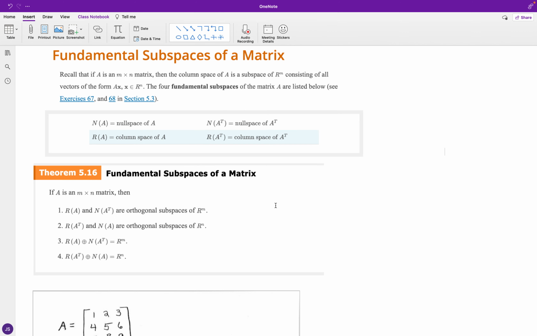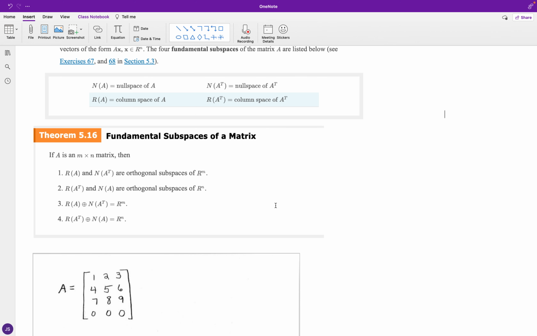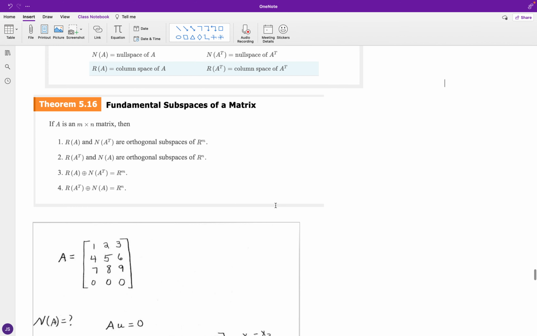Taking what we have and looking at these four fundamental subspaces of matrix A, let's say A is a 4 by 3 matrix, where the top row is 1, 2, 3, next we have 4, 5, 6, followed by 7, 8, 9, and the bottom row we'll just say is 0, 0, and 0.